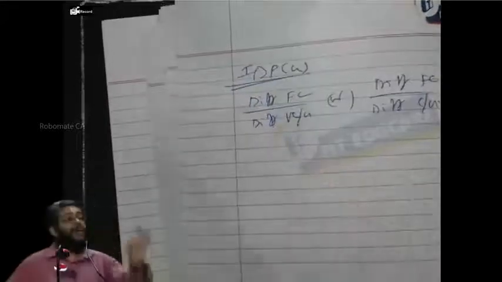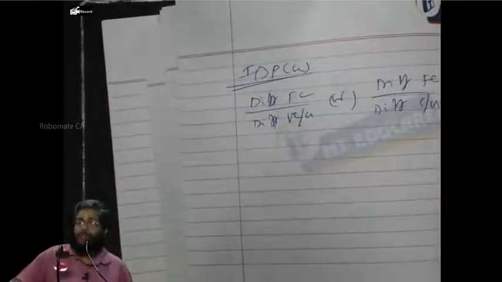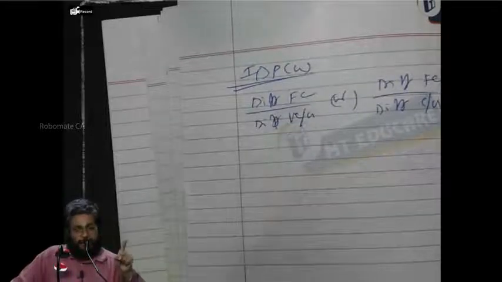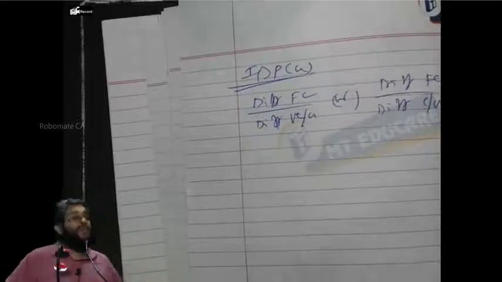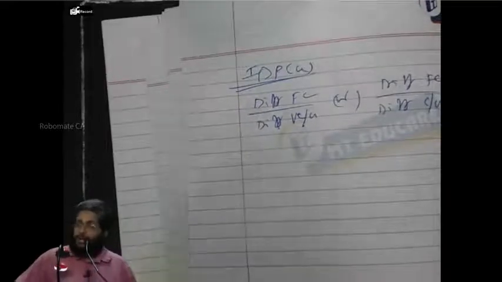Rupees. Now, tell me, what is break-even point in units? Fixed cost by contribution per unit. What is break-even point in rupees? Fixed cost by PV ratio. What is margin of safety in units? Profit by contribution per unit.